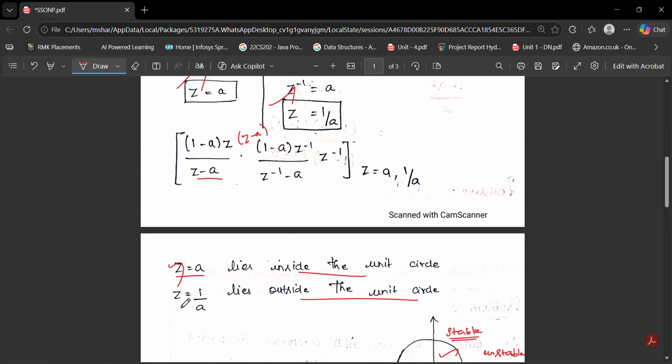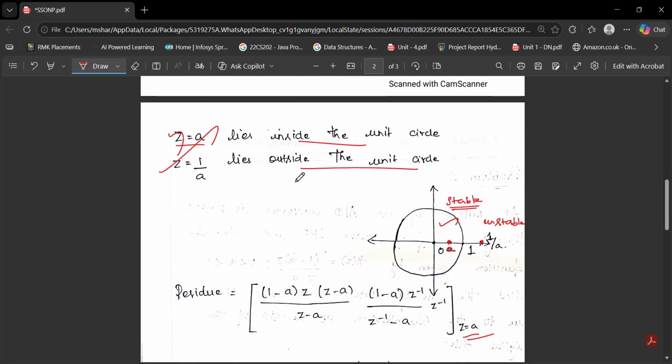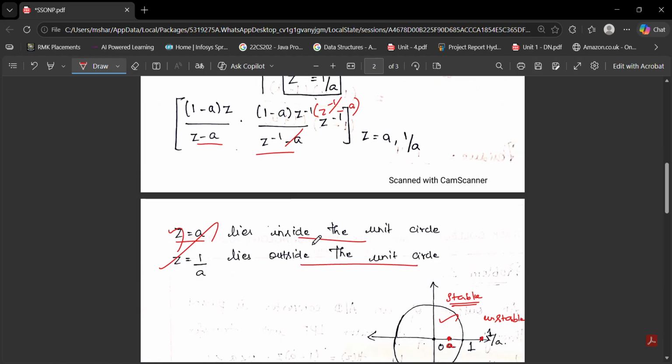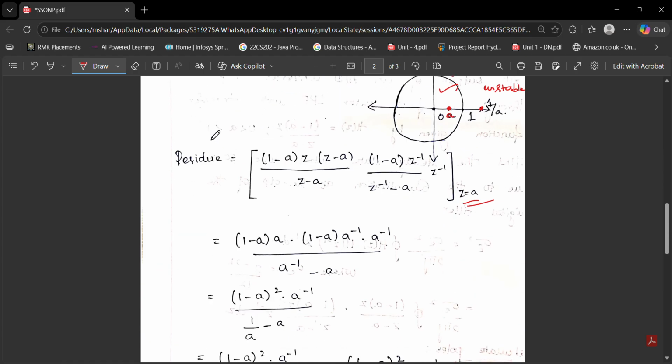Just in case, if this is going to lie inside the unit circle, what you will do is remove this part and take this thing. You will be multiplying by z inverse minus a and cancelling both. I'm just giving it for a better view. So in this case, you are going to consider z is equal to a only. So for z equal to a, I will be cancelling this z minus a.